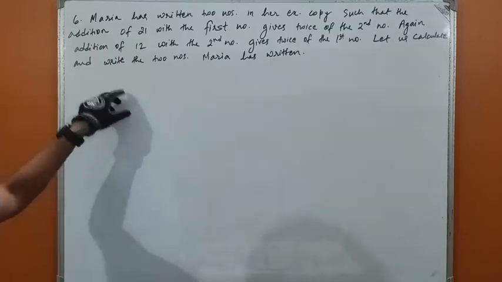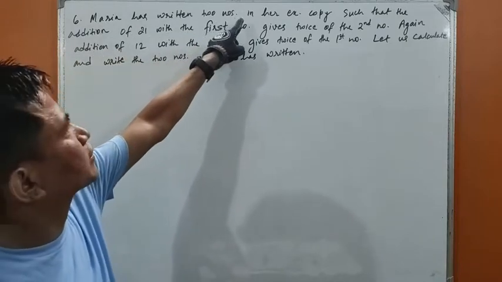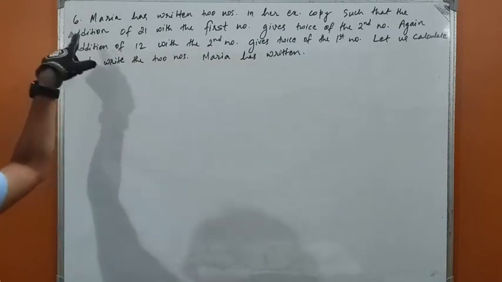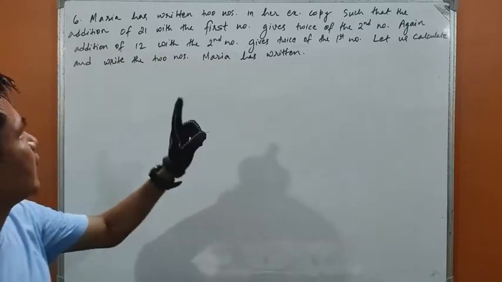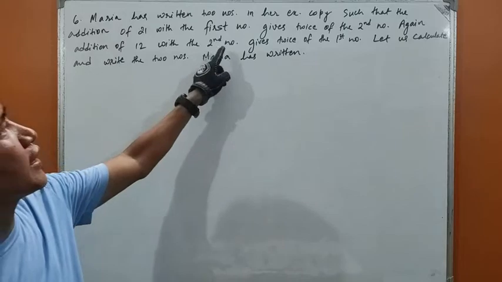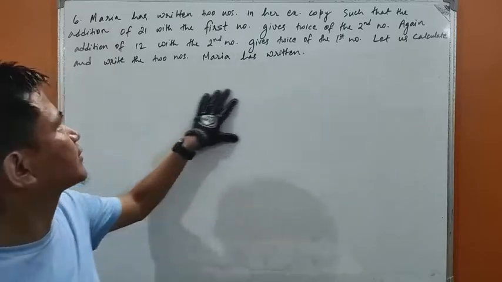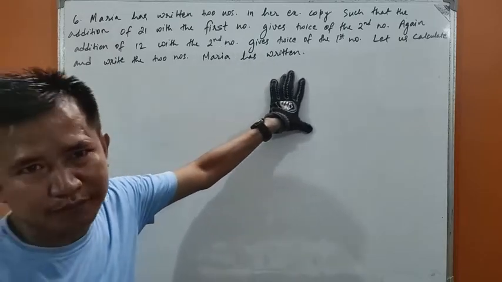Okay. Number 6. Maria has written two numbers in her exercise copy such that addition of 21 with the first number gives twice of the second number. Again, addition of 12 with the second number gives twice of the first number. Let us calculate and write the two numbers Maria has written.